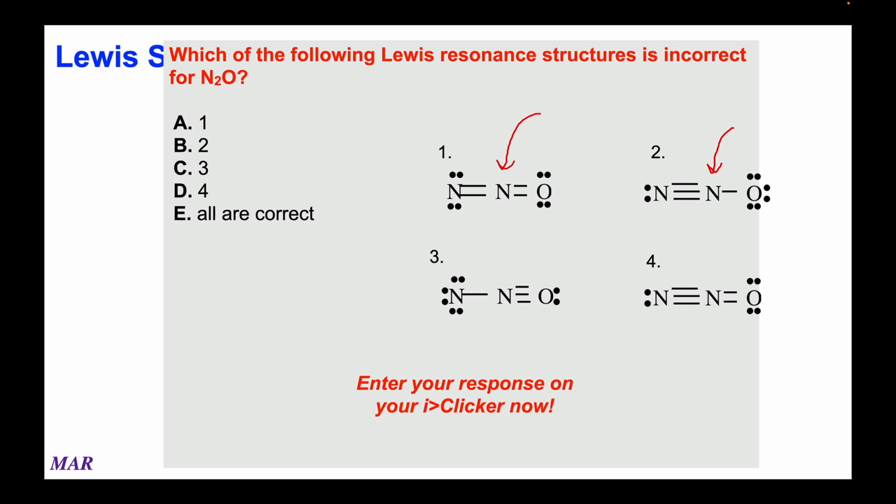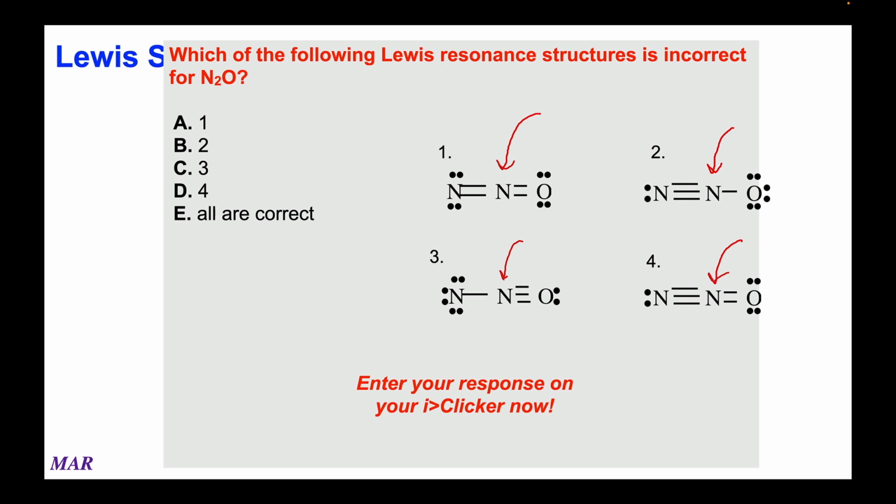So again, note you can have double or triple bonds. Pretty cool. In structure number 3, similar, except that now the triple bond is to the oxygen and a single bond to the nitrogen. Well, that's 4 pairs total around nitrogen, and that's okay. But if you look at structure number 4, that central nitrogen has a problem because that nitrogen has 2 bonds to oxygen and 3 bonds to nitrogen. Now that's 5 bonds total.